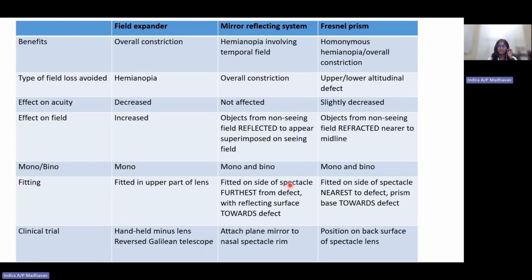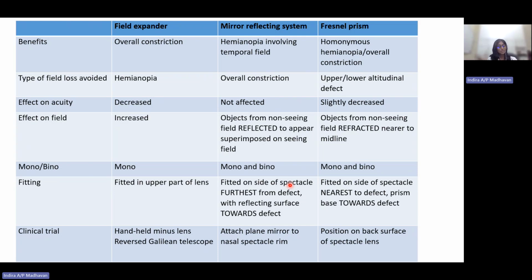Okay, another way of fitting this mirror reflecting system is if, let's say, the patient is working in a cubicle, right? So usually in cubicles, the colleagues do approach them from the side and all that, right? This kind of patient will complain of getting startled when people are approaching from the side. So what we can do for this patient is ask them to place a mirror that is facing the temporal field.